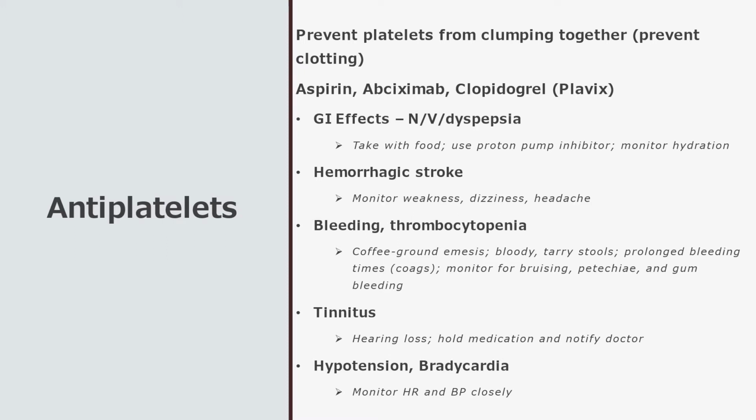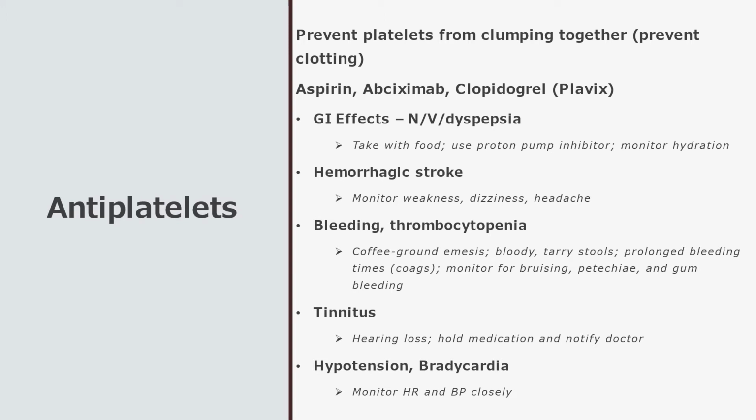Hemorrhagic stroke. So signs and symptoms here are going to be key to know. Monitor for weakness, dizziness, and headache. So hemorrhagic stroke is a bleed in the brain. And so that builds up blood and pressure on the vessels and pressure on the brain, because that bleeding is creating a cavity full of blood. So it's going to interfere with thoughts, cognition, motor, wherever that bleed is occurring. That part of the brain is not being perfused as much.